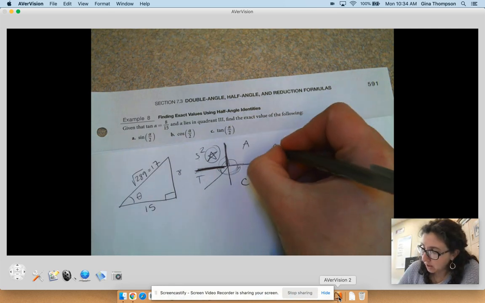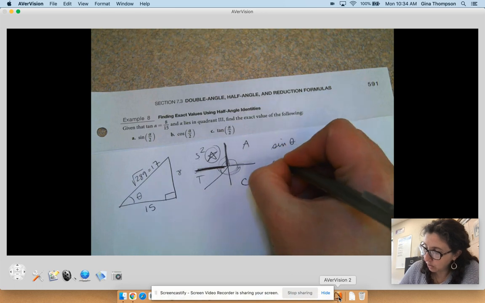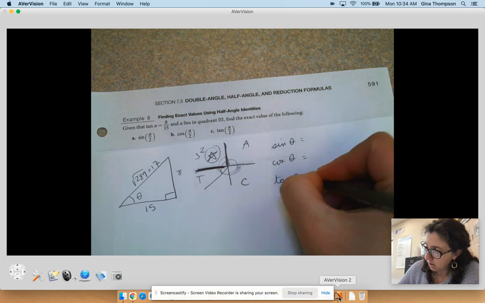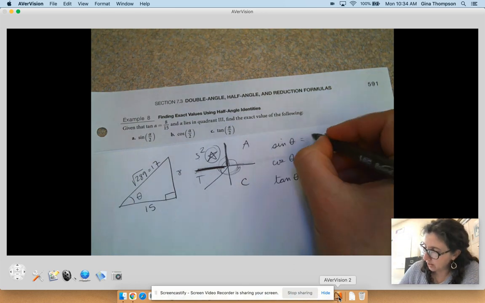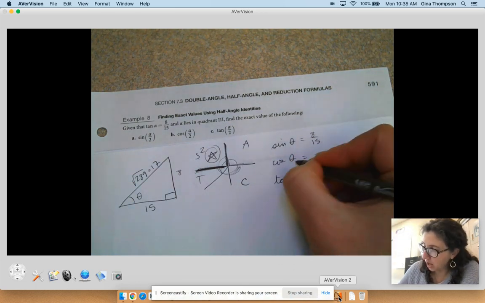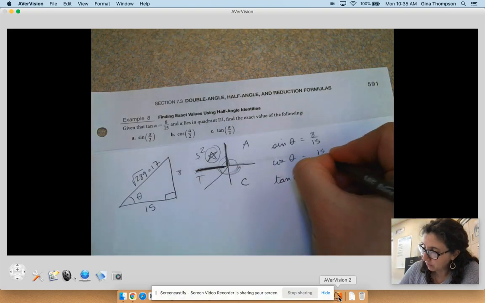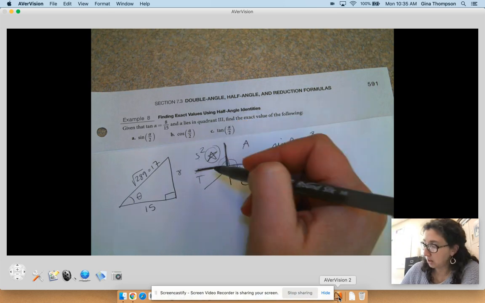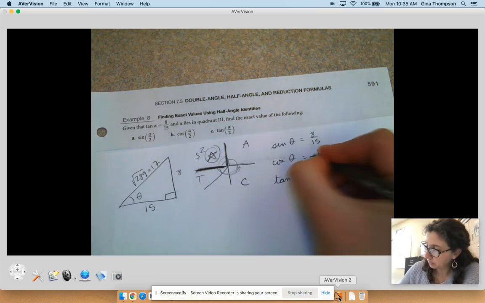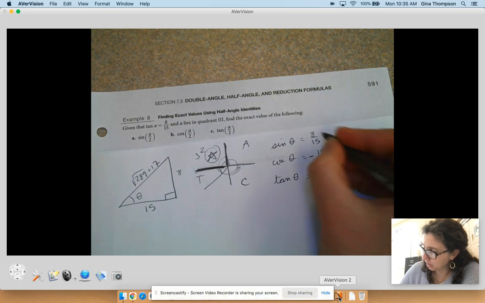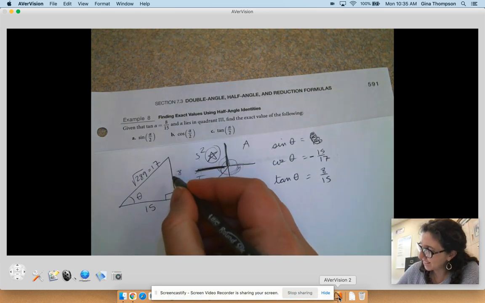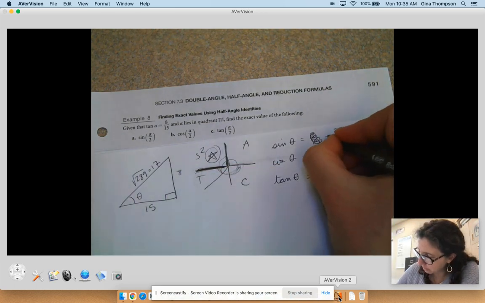All right, so let's find sine of theta, cosine of theta, tangent of theta. So tangent of theta, they tell us, is 8/15. Cosine is 15 over 17. And our original angle, quadrant 3, sine is negative. I mean, cosine is negative. What am I doing? This isn't sine. That's tangent. Sine is, oh no, sine is 8 over 17. And it's going to be negative.